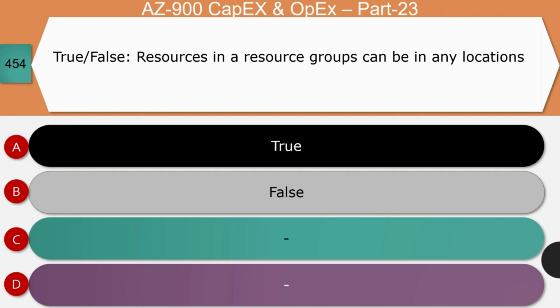Next question, resources in the resource groups can be in any location. Is it true or false? The right answer for this question is true. Yes, the resource and the resource groups can belong to different regions. That's the reason for selecting this option A.